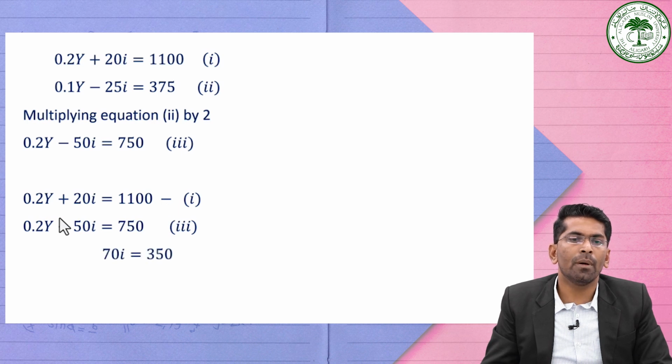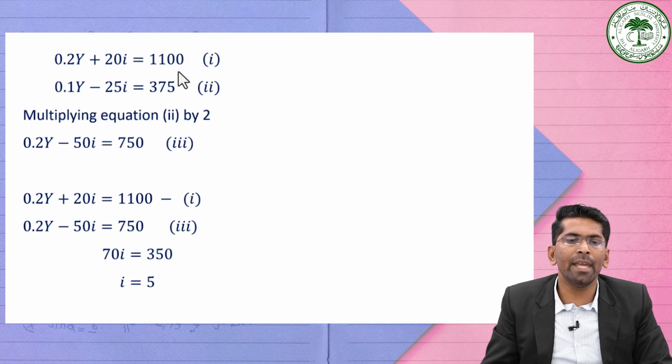Now if you go for eliminating here, then this will be cancelled out. Then 20I minus 50I, so it will become plus. So it will be 20 plus 50, which is equal to 70I, which is equal to 1100 minus 750, which is equal to 350. So here, if you divide both sides of the equation by 70, then I is equal to 350 divided by 70, which is equal to 5. So here the rate of interest is equal to 5.